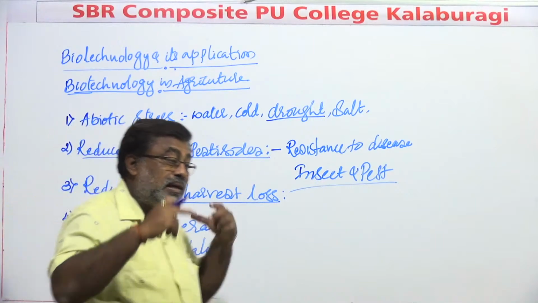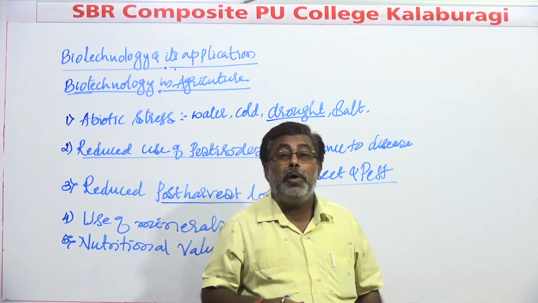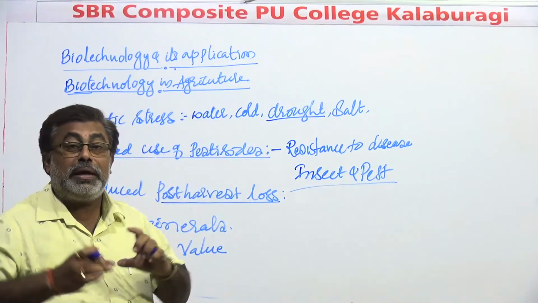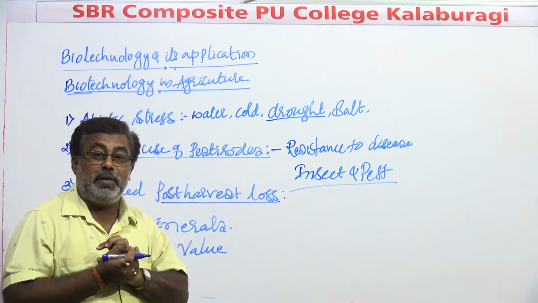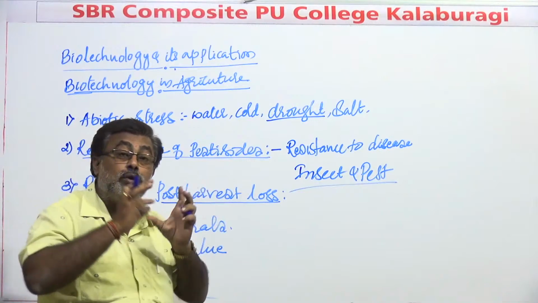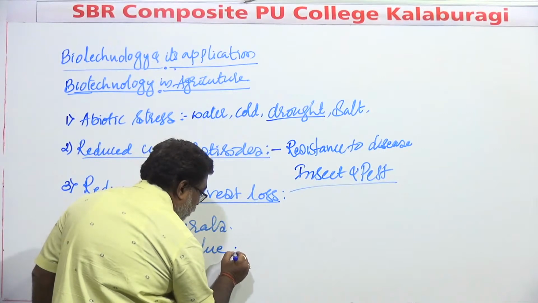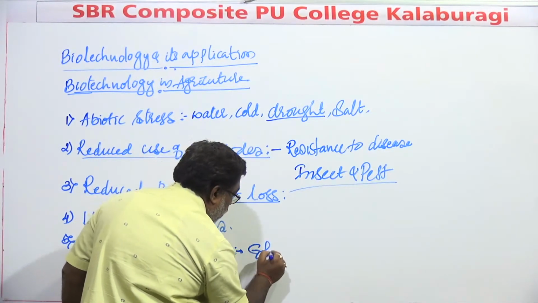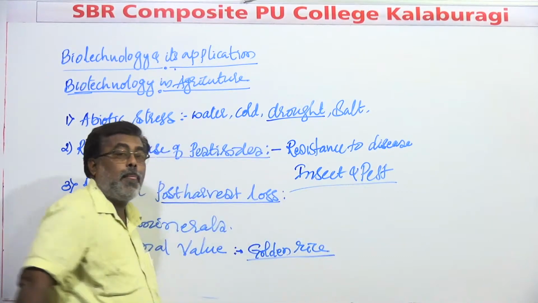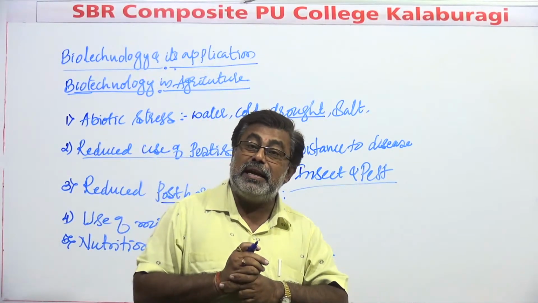The scientists have developed methods to increase the nutritional value of the plant, meaning it should contain nutrition to cure diseases. Okay. So for example, golden rice. This golden rice is developed by using genetic engineering.